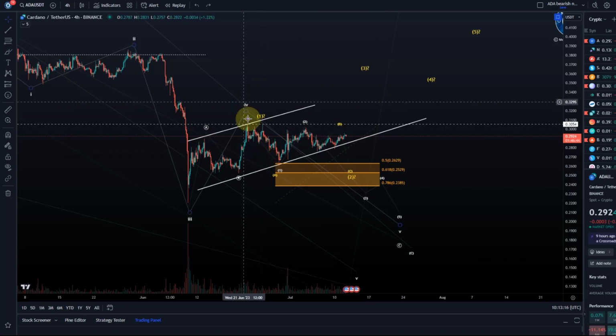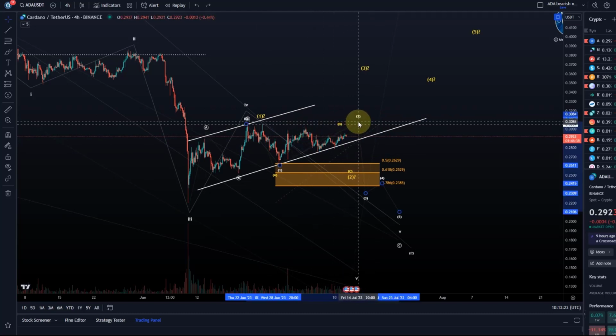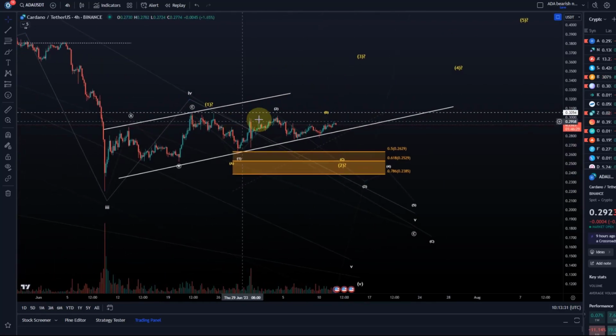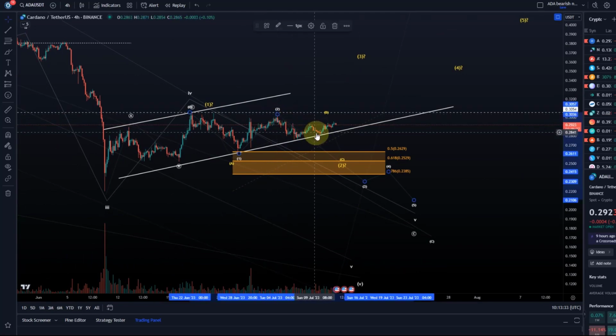Now we can argue, okay, how do we count this? I mean, there are different ways. This looks very much like a triangle. Could be that this wave 2 is still unfolding and we had an A wave, the B wave is a triangle, and we get a C wave up, but then it's getting too high. So in this structure, I want the white wave 2 actually already finished.